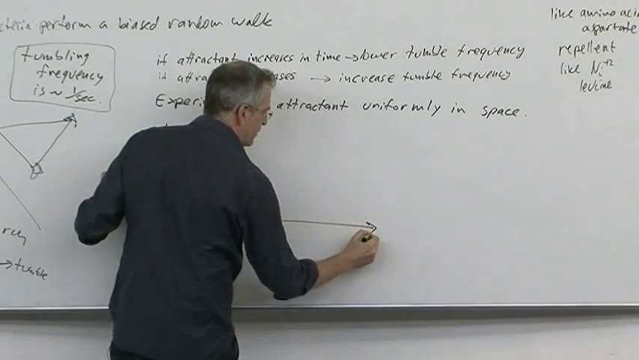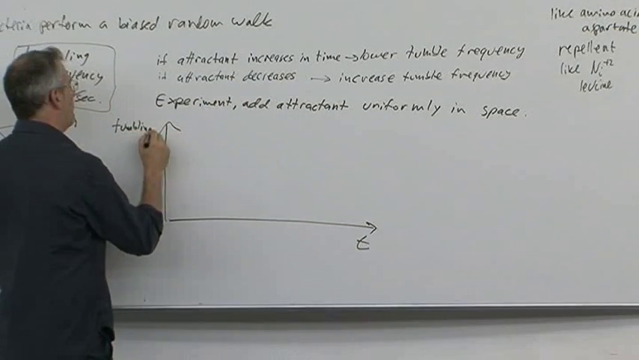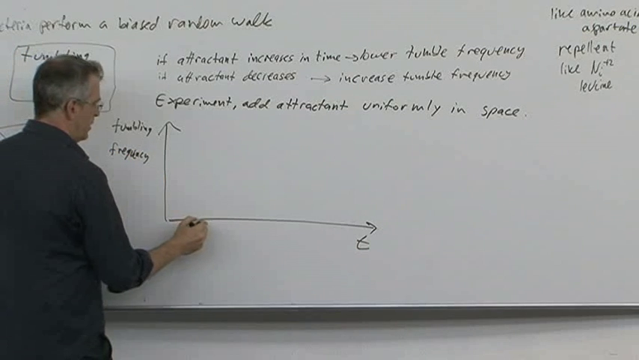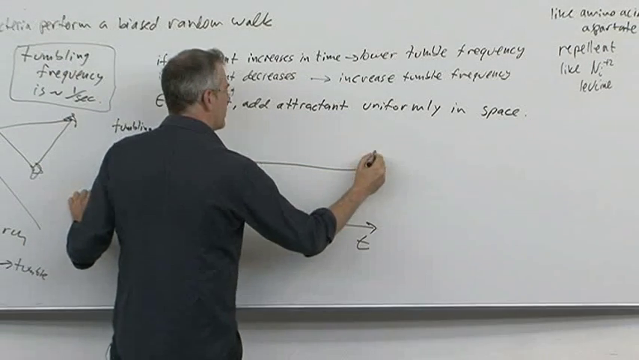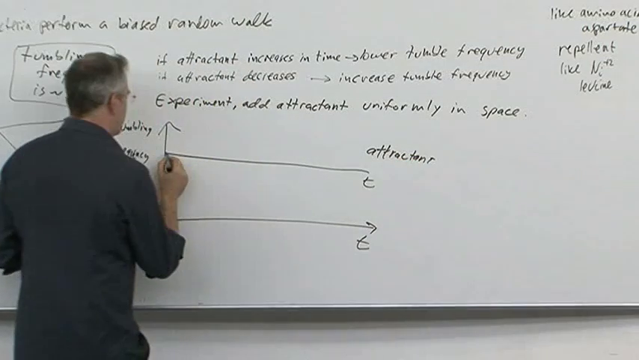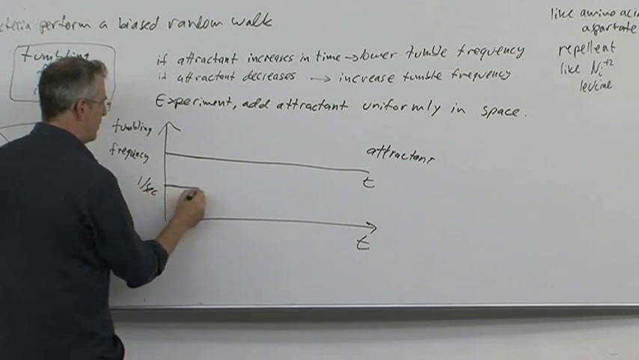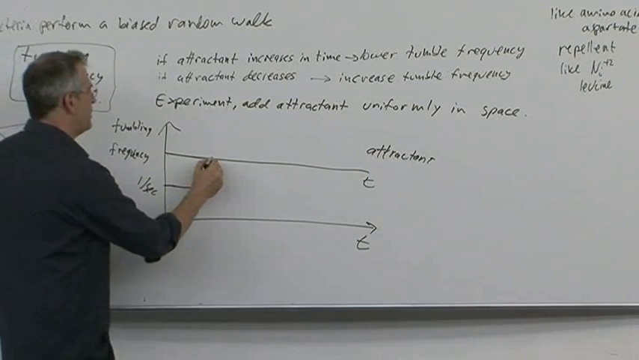So you observe the bacteria. This is time, and this is their tumbling frequency, and this is how much attractant. So I start with no attractant. Tumbling frequency is about 1 per second, like I said. Well, averaged over the cells. Now I add attractant here.